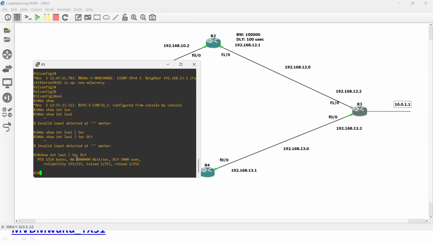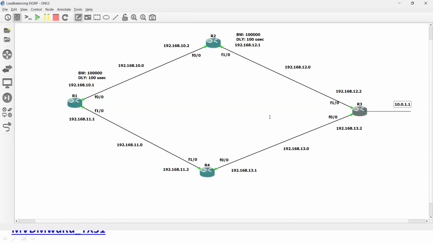So it is 8000K, and delay is 5000 microsecond. Let's mention this. So bandwidth is 8000K and delay will be 5000 microsecond. So now we are going to calculate, as we can see that the same interfaces are available over here. So delay and bandwidth will remain the same over this end also. Okay. Here we got it.